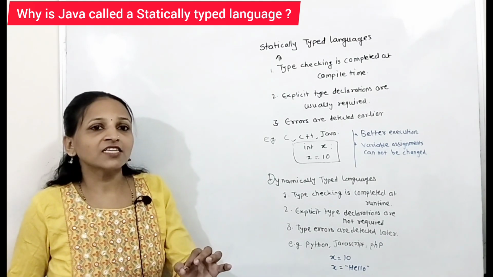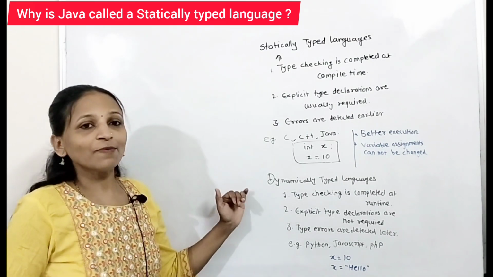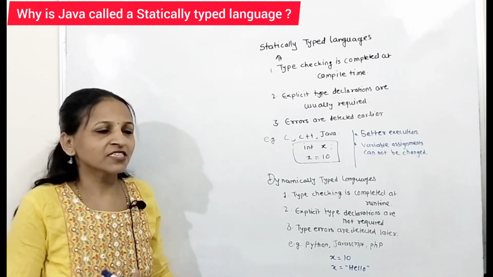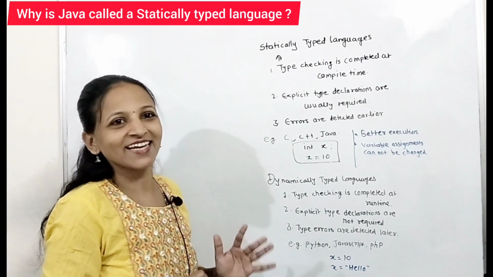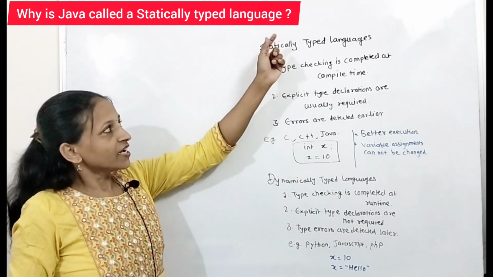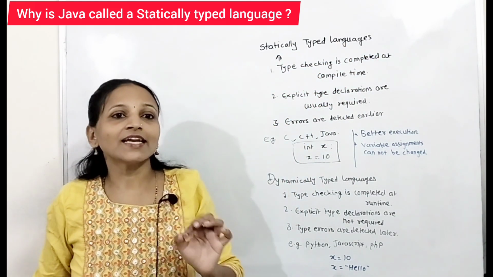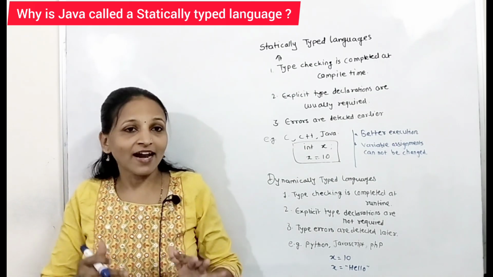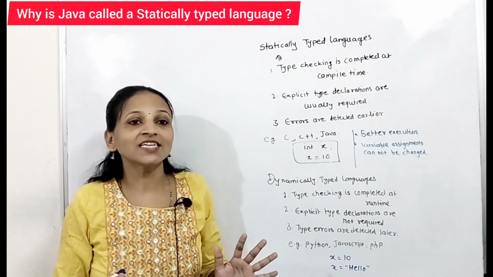First we will understand the exact difference between statically typed languages and dynamically typed languages. Then you will get the answer to this question: why is Java called a statically typed language? In statically typed languages, the type checking is completed at the time of compilation only. Here, at an early stage, at the compilation stage only, the type checking is completed.